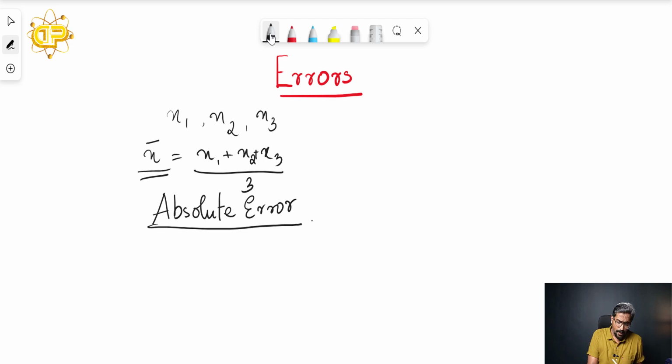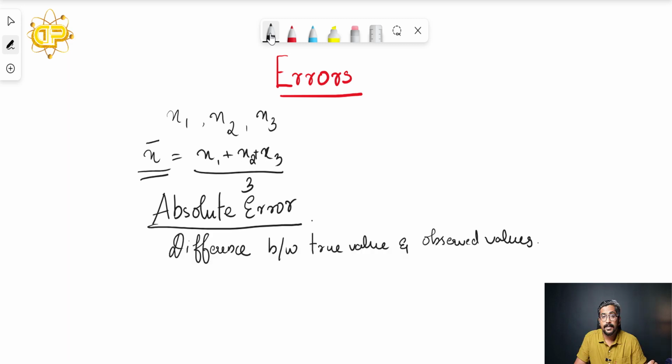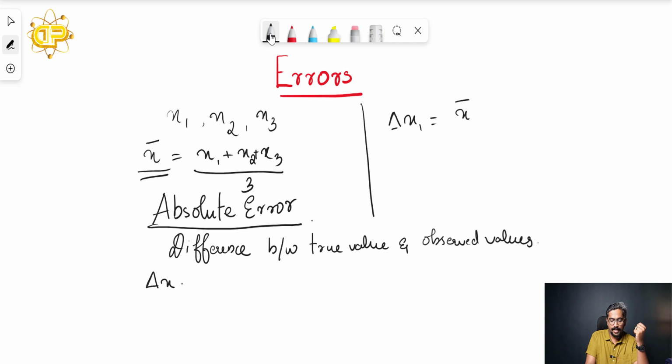Now, what do we mean by absolute error? Absolute error means the difference between the true value and the observed value of a physical quantity, denoted by delta x. For example, in this case, delta x1 means x bar minus x1, delta x2 means x bar minus x2, and delta x3 means x bar minus x3.